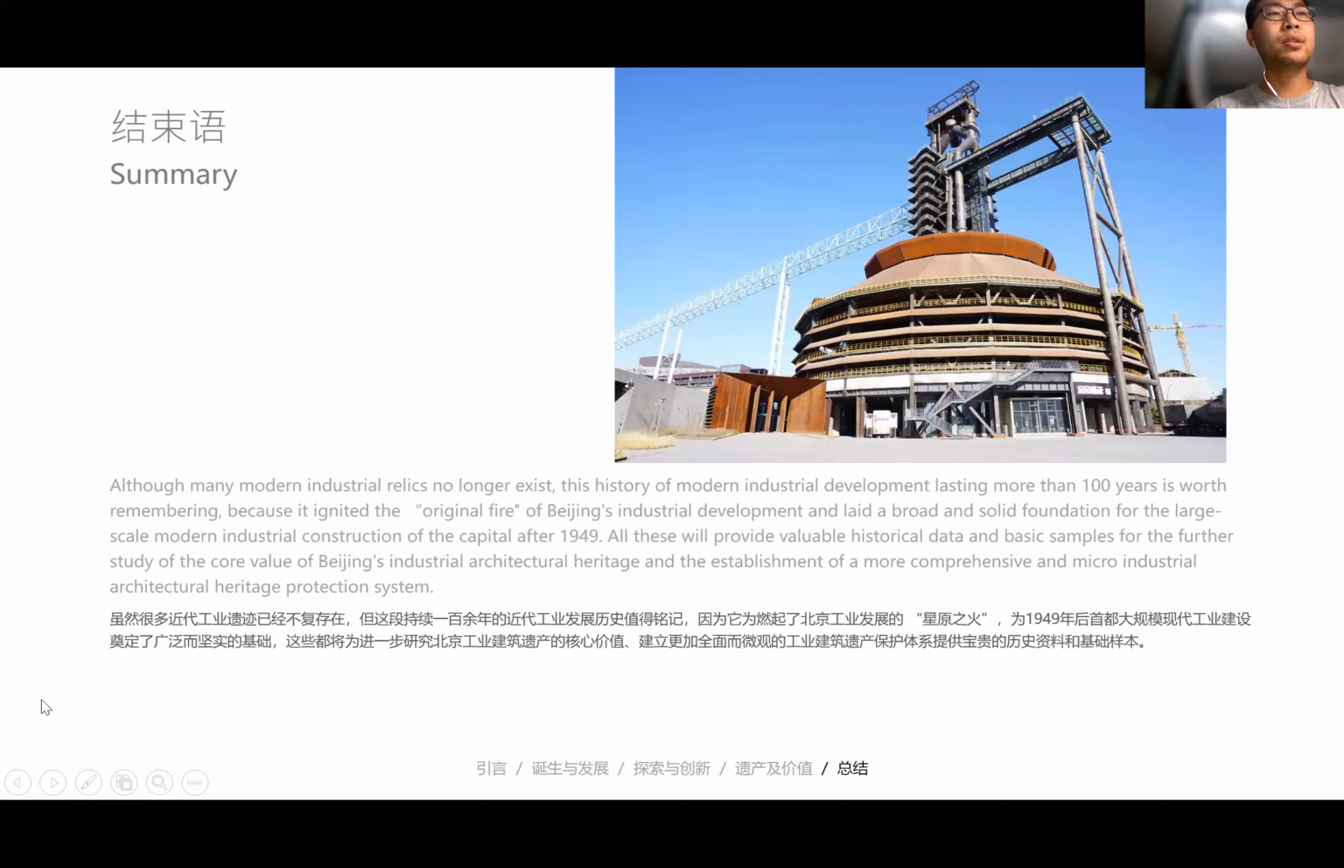And it has inspired the development of Beijing's industrial heritage and provided a broad and solid foundation for the large-scale modern industrial construction of the capital after 1948. We know it is the foundation of the People's Republic of China. This will provide valuable historical information and basic samples for further research on the core value of Beijing industrial architecture heritage and for the establishment of a more comprehensive and microscopic industrial architecture heritage protection system.